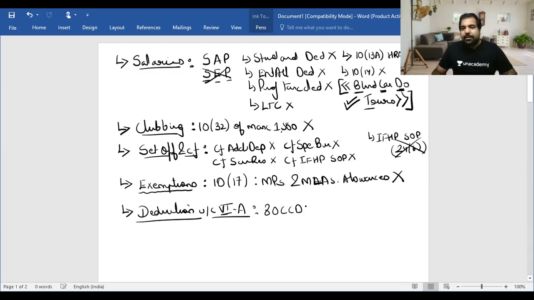80CCD. CCD is National Pension Scheme. If you remember, the government had decided about that scheme at a CCD coffee shop. That's how we remember. Under 80CCD(2), when your employer contributes and you get a deduction, maximum 10% or 14% of salary, that is allowed.